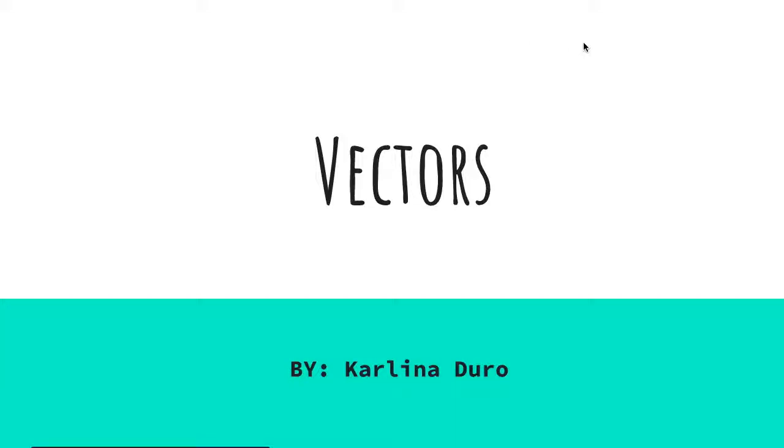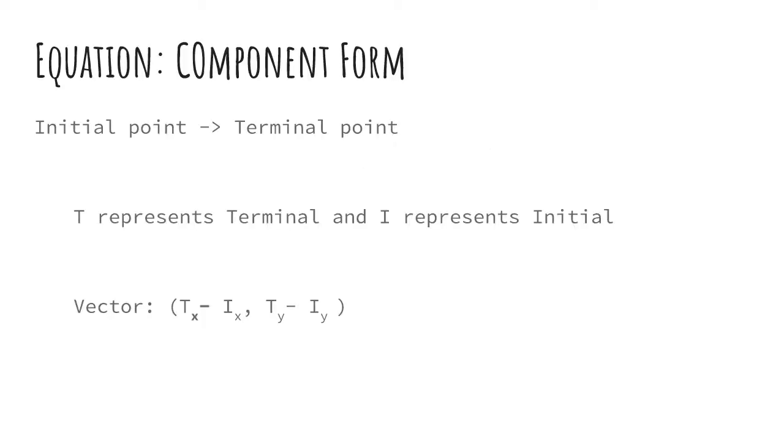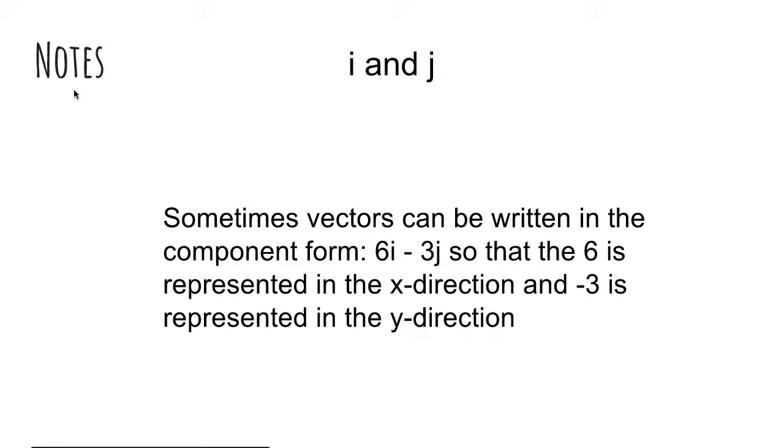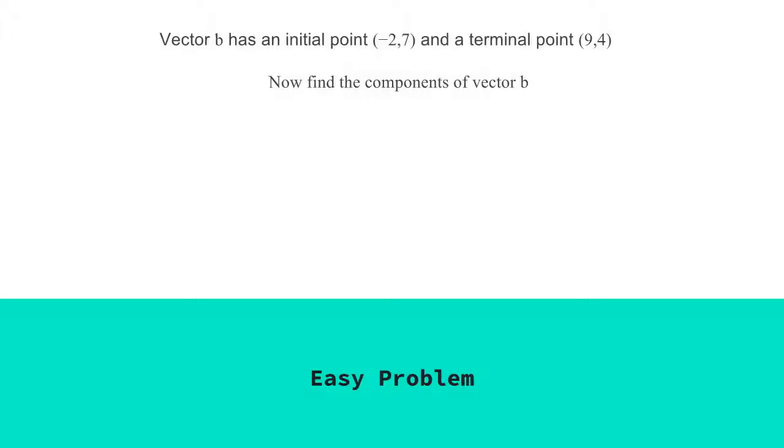Today we're going to work with vectors. So here's our equation. T represents terminal and I represents initial. Here's our equation right here. Okay. Now, here's some notes. i is a unit in the x direction and j is the unit in the y direction. Pretty simple. Now we'll start with component form.